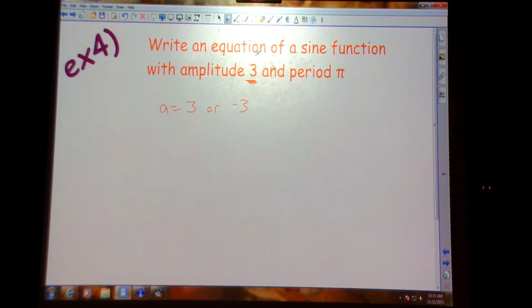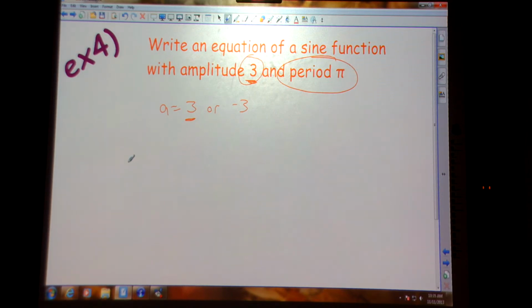Right? Because we took the absolute value and got 3. Either one's correct. We tend to stick with the simpler term first and ignore the negative unless it tells me there was a reflection. Now, period. This is not B. B and the period are two different things.